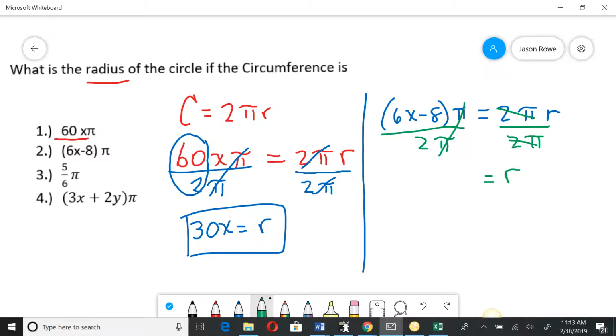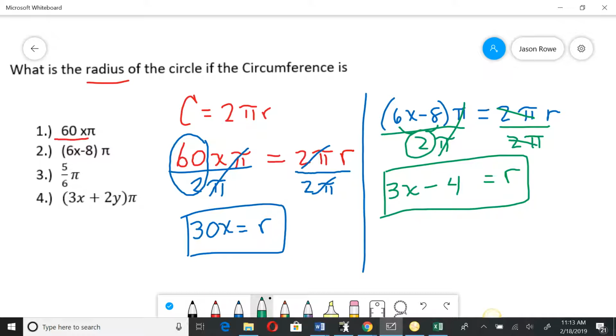And so now on the other side, those pi's will still cancel. But now what do I do? Well, I'm going to use the distributive property to apply this divide by 2 to each of these. So 6 divided by 2 is 3, so that'll give me 3x. 8 divided by 2 is 4. And really, that's it. Done. That's all you can do.